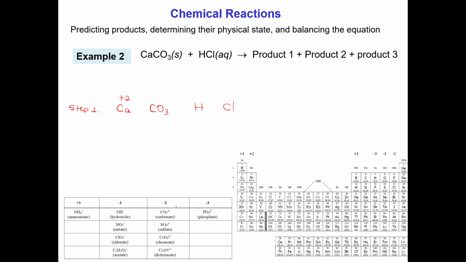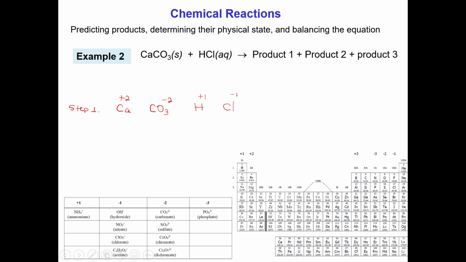Carbonate, the charge of carbonate is -2, as we can see in the table. Then for hydrogen, hydrogen is in the first group. This is why the charge of the hydrogen is +1. And in the case of chlorine, it is in the 7th group, and this is why chlorine is -1.